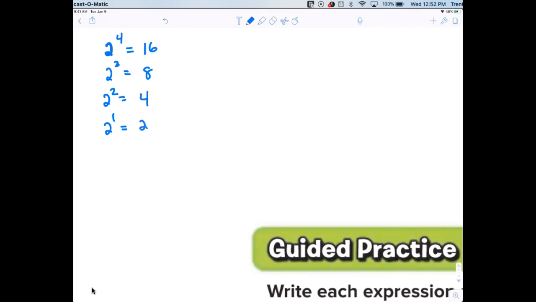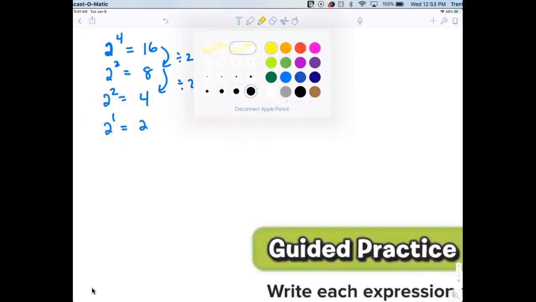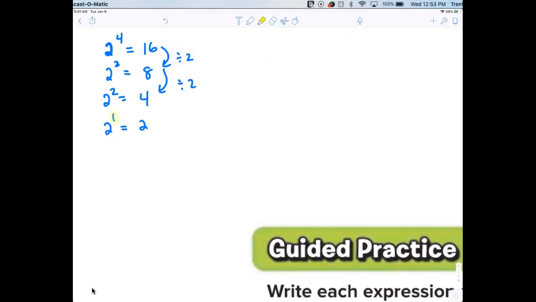I'm asking you a question from the pattern here. How did I know that that was going to be 2? Because you keep dividing all those numbers by 2. Yes, exactly what I want everybody to understand. From 16 to 8, we divided by 2. From 8 to 4, we divided by 2. So that's how they figured out that anything to the 1st power is itself.